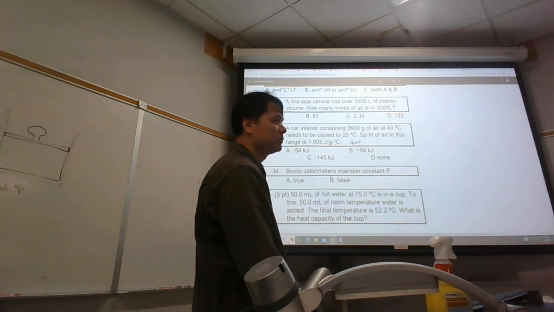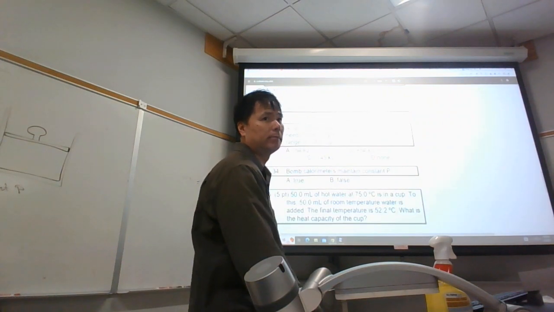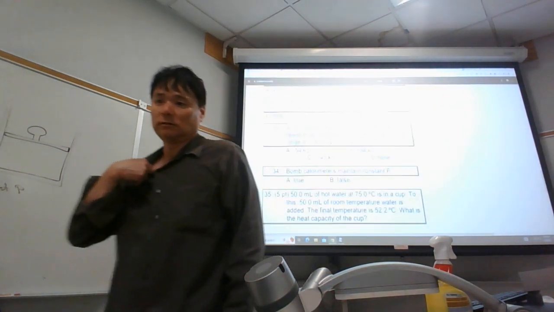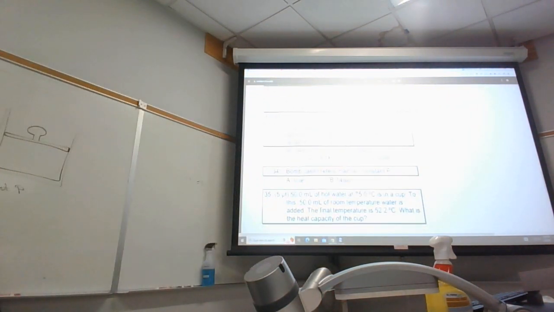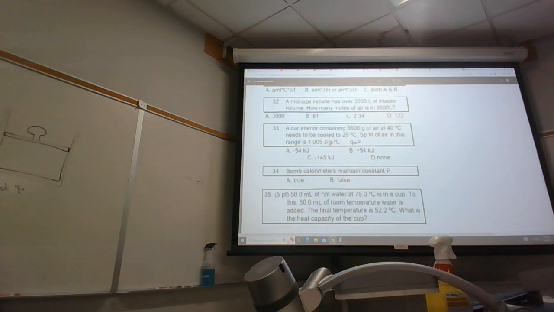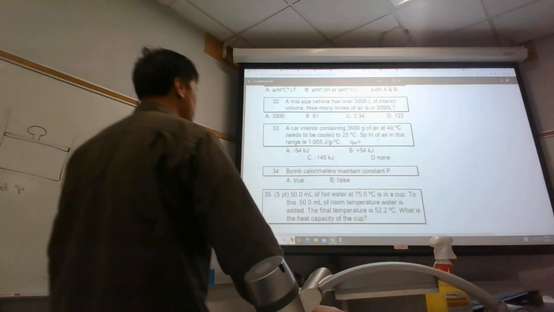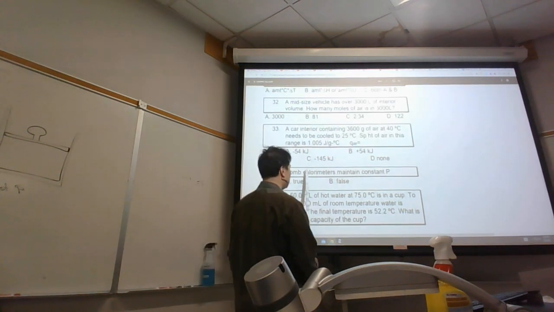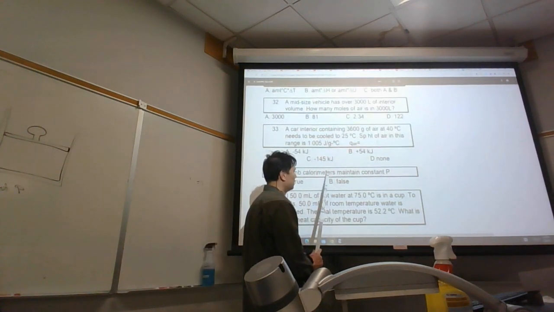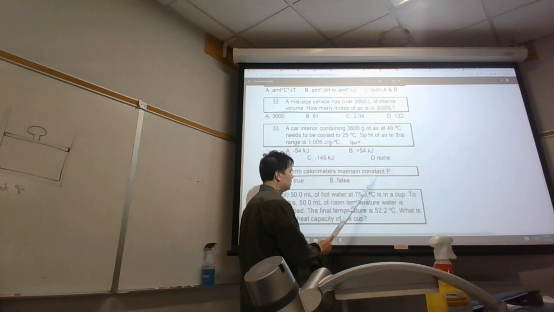How many types of calorimeters are there? Am I missing any? Just two, right? One calorimeter is called constant volume, and the coffee cup ones are called constant pressure.